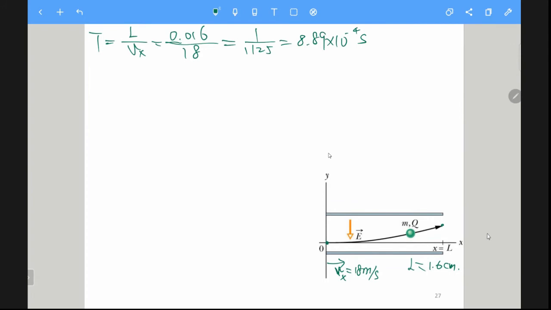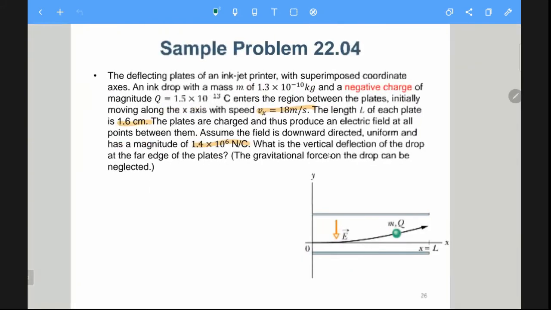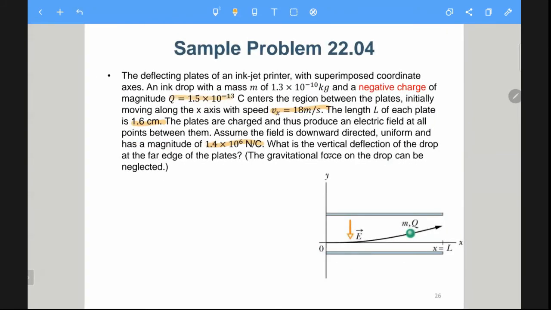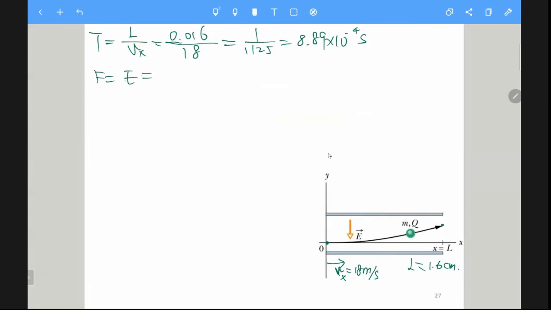Next part is F equals QE. There will be an electrostatic force acting on the ink. Q is this one, E is this one. We can use capital Q here because we are given capital Q. So it is 1.5 times 10 to the minus 13 times 1.4 times 10 to the 6th power, which is 2.1 times 10 to the minus 7 Newton.